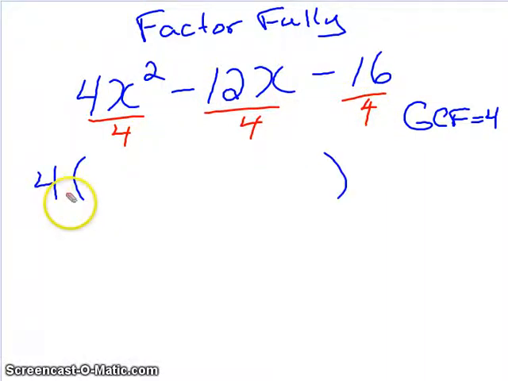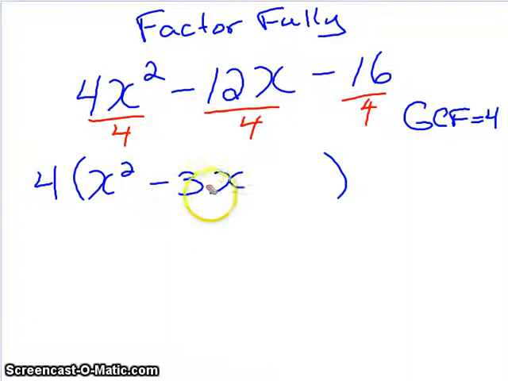When I factor out 4, the 4 becomes the first factor, which goes in front of a larger bracket. Now, when I factored out the 4, it has to come out of somewhere, so I divide each one of the terms by 4. 4x squared divided by 4 gives x squared. Negative 12x divided by 4 gives negative 3x. And negative 16 divided by 4 gives negative 4.